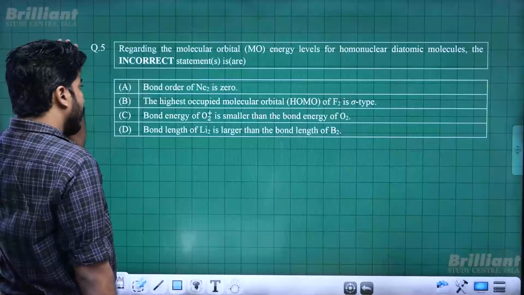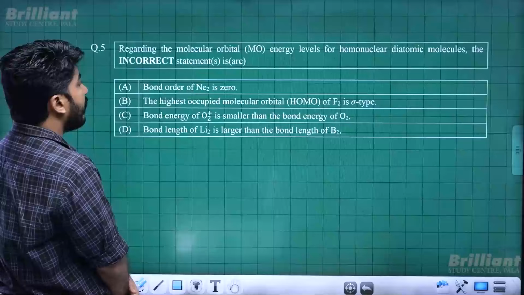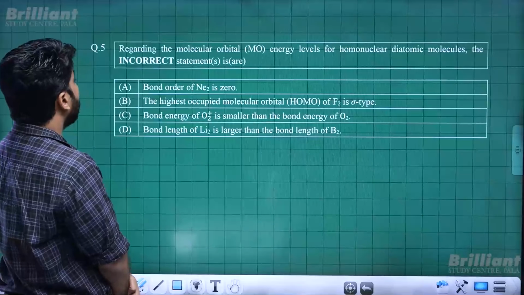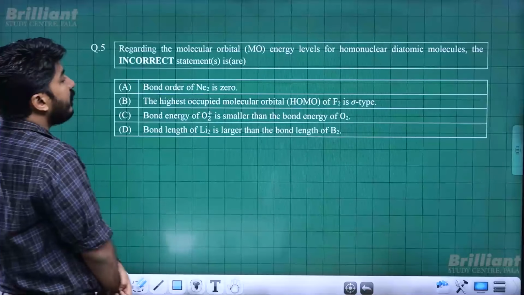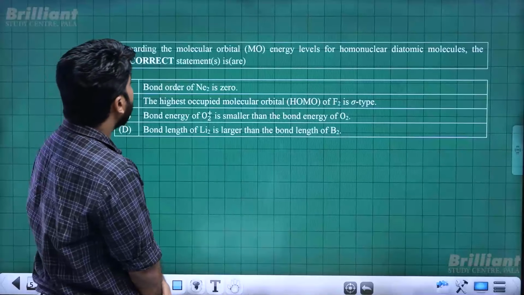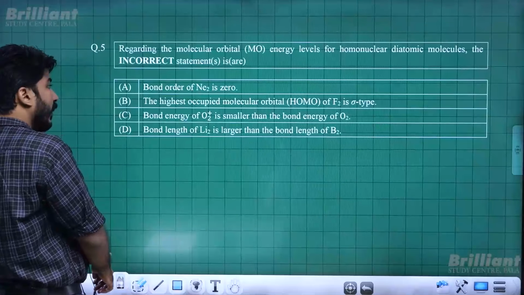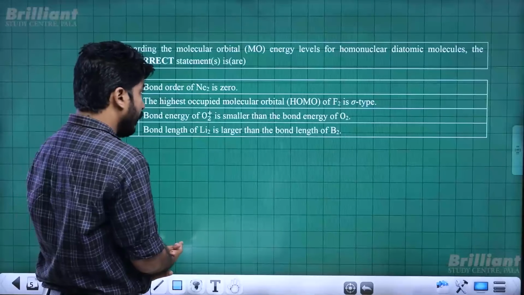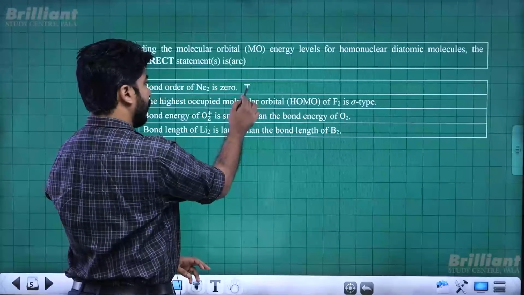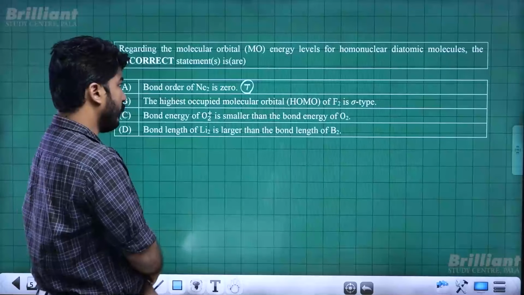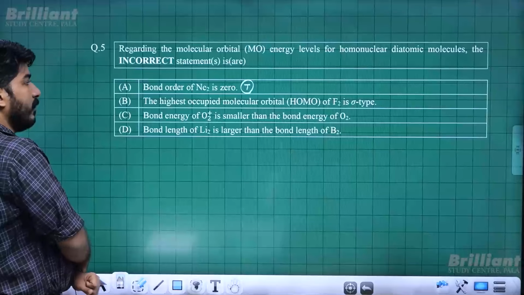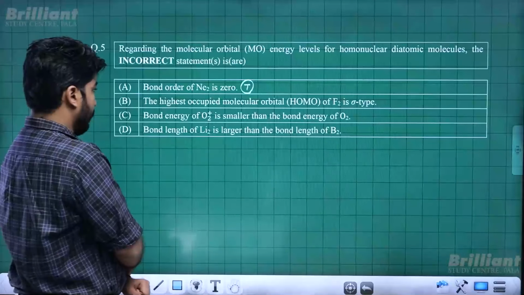So this is a one or more than one correct type section. Regarding the molecular orbital energy levels for homonuclear diatomic molecules, the incorrect statements. Incorrect statements we need to identify. Bond order of Ne2 is 0. That is a true statement. Be2 or Ne2 or He2, these are having 0 bond order.